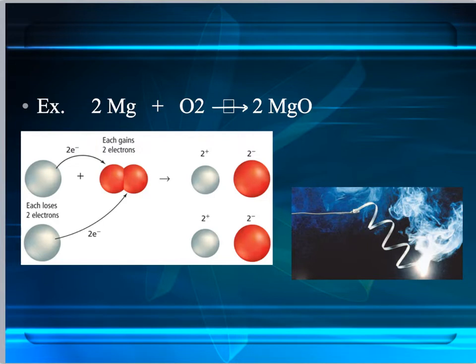What's starting out over here as elemental magnesium and oxygen, both of those have 0 overall charge, and something happens between the reactant and product side where electrons are going to transfer from one substance to another. Magnesium is going to go from 0 charge to a +2 ion over here, and oxygen is going to go from a 0 charge on the left to a -2 charge over here. And that can only happen if electrons are moving around.